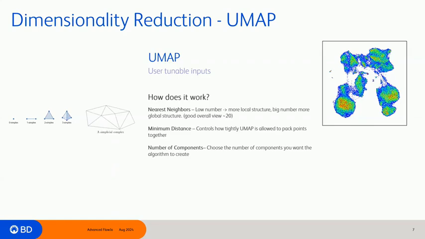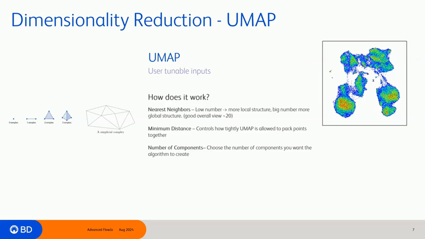If you go further, more focus is placed on the overall structure of the data. For example, if you go up to something like nearest neighbors of 200, we might get a plot where the overall structure is well captured, but at a loss of some of the finer local structure.